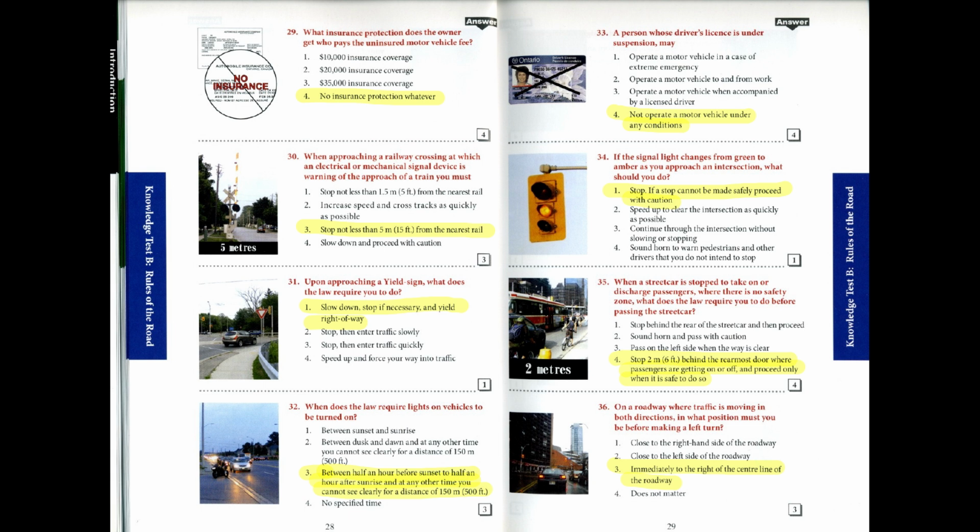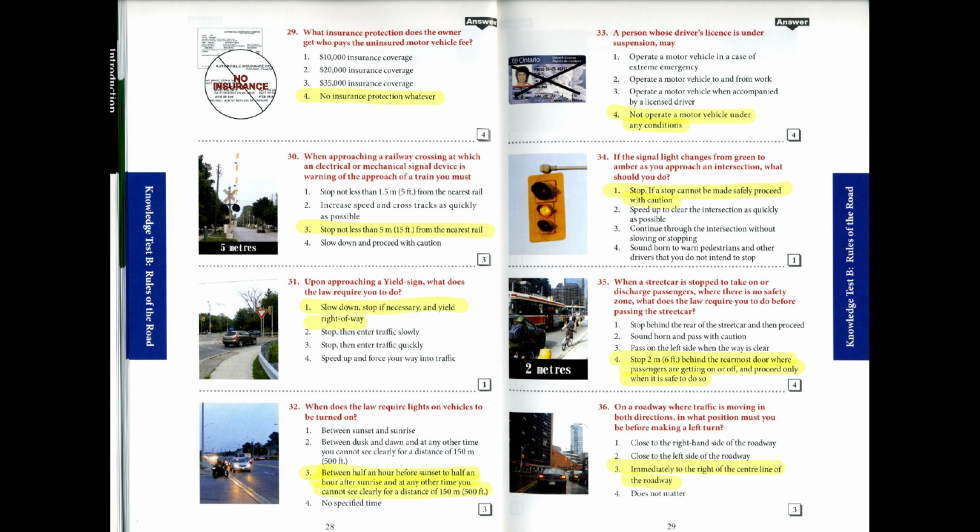Number 34. If the signal light changes from green to amber as you approach an intersection, what should you do? Stop. If a stop cannot be made safely, proceed with caution. Number 35. When a streetcar is stopped to take on or discharge passengers, where there is no safety zone, what does the law require you to do before passing the streetcar? Stop 2 meters behind the rearmost door where passengers are getting on or off, and proceed only when it is safe to do so.